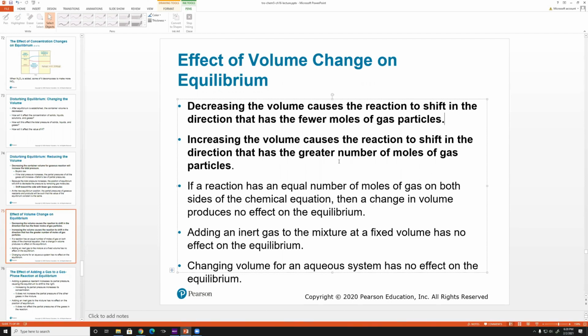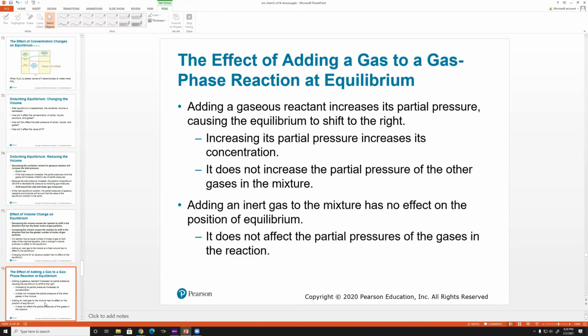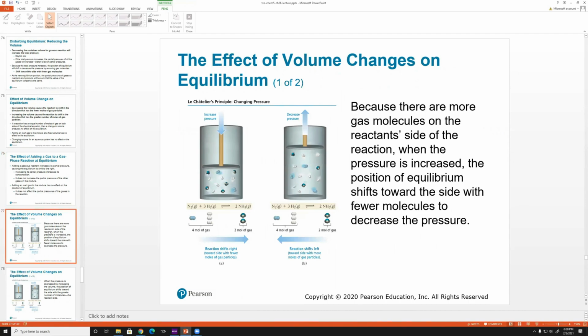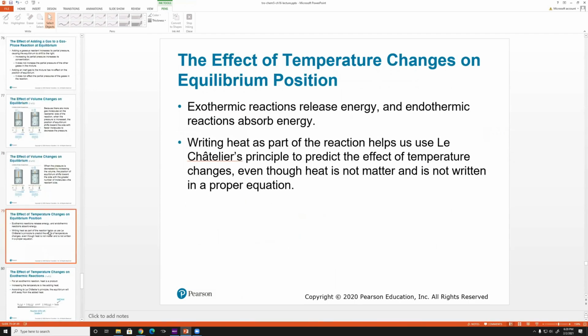If we increase the volume, we're going to decrease the pressure. To increase that pressure back to its equilibrium constant pressure ratio, we want to move the reaction in the direction of the greater number of gas moles. And this doesn't change if you have inert gases or different types of non-solution entities in it.